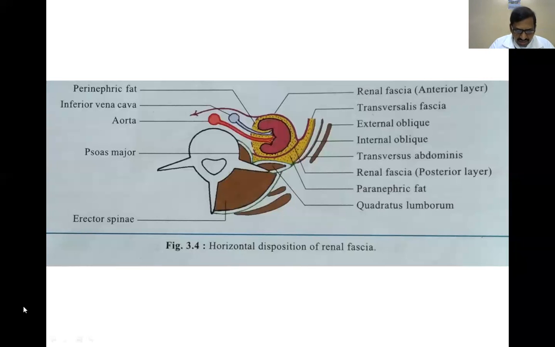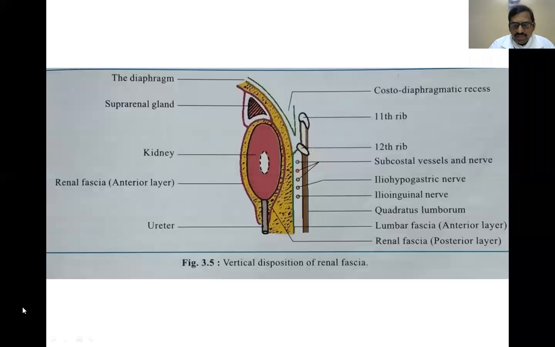Next, here is another important thing. You see here, this is the fibrous capsule, this is the perinephric fat, and this is the renal fascia. And you see here the paranephric fat, it is more abundant in the posterior part, or posterior surface, of the kidney. Okay, this is the kidney.